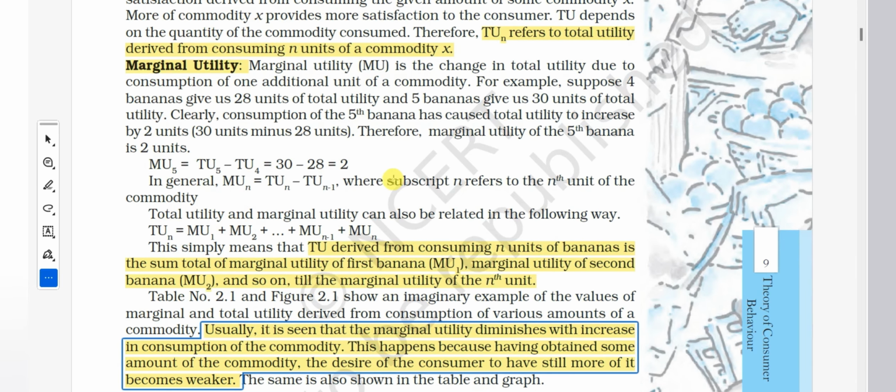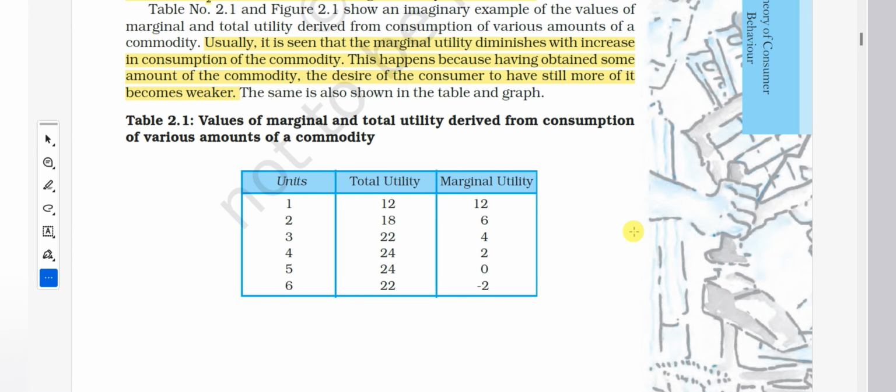We can see total utility from this one. Here, the first unit gives total utility, say 12. Another one gives 18. By the third one our utility is increasing, like 22, 24, 24, 22. But it's still positive.